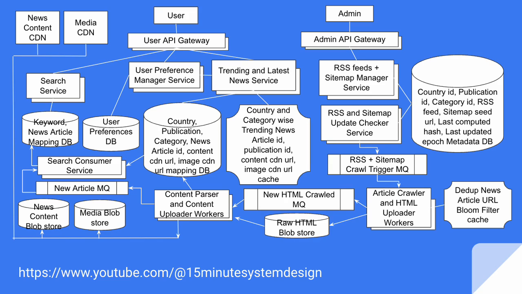We also want to maintain trending news at a country and category level. To do that, the latest news service itself can maintain the trending news data in the cache at a country and category level, where again, we will maintain the trending news article ID, publication ID, content CDN URL, and image CDN URL in the cache.